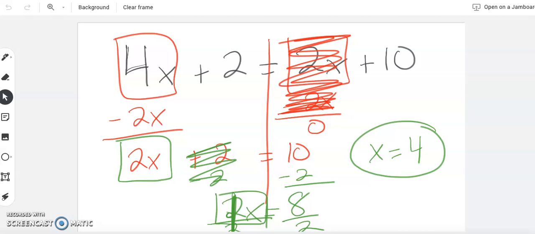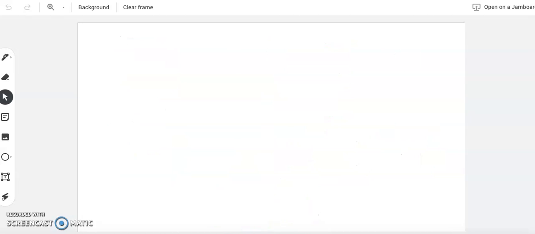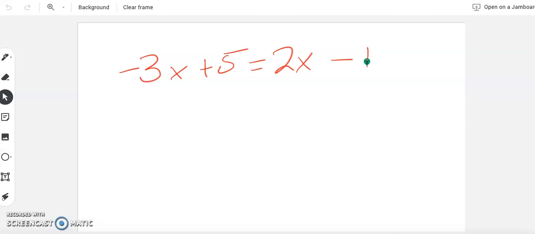All right, so let's go through another couple of examples that look just a little bit different. So let's say this time I'm going to have negative 3x plus 5 equals 2x minus 15.